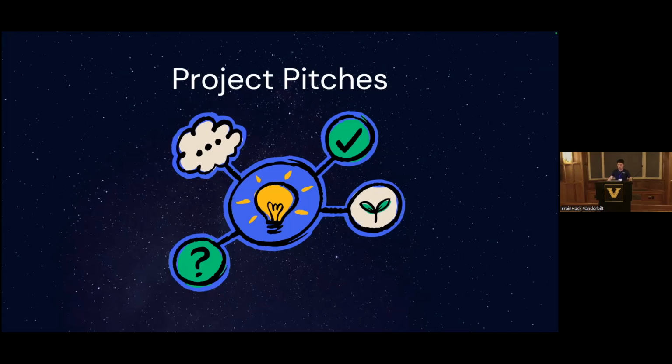So now is the really exciting part. We're going to start our project pitches. Here's the way this is going to work. BrainHack Vanderbilt this year, we have 10 projects that you attendees are going to have the opportunity to work on throughout this weekend. The project leaders have been very hard at work to put together these projects and these slides to share with you all.